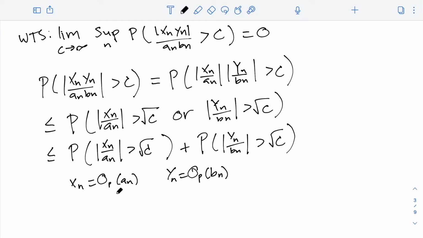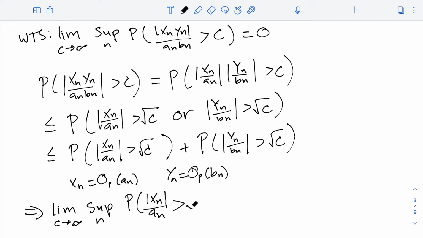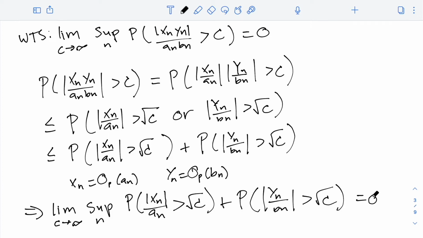So again, this piece implies that the limit as c goes to infinity of the supremum over n of the probability that Xn over an is greater than square root of c, plus the probability that Yn over bn is greater than square root of c, equals 0. Again, we have that the limit of the supremum of the sum of these two pieces is equal to 0. And we have bounded this piece we were interested in by the sum of these two pieces.